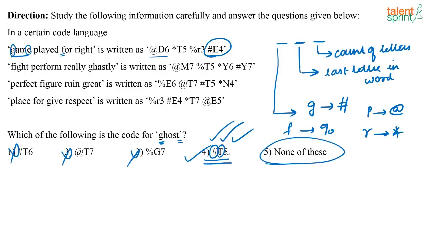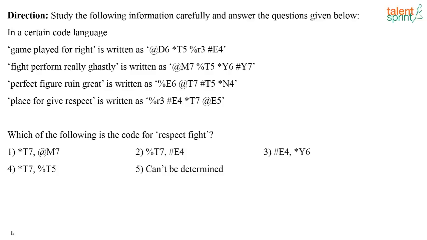But if none of these is there, you have to be careful, because at times this might not also be the right answer. You will have to choose the option none of these. So cross check once. Correct answer is option 4. Next one. Which of the following is the code for respect flight?